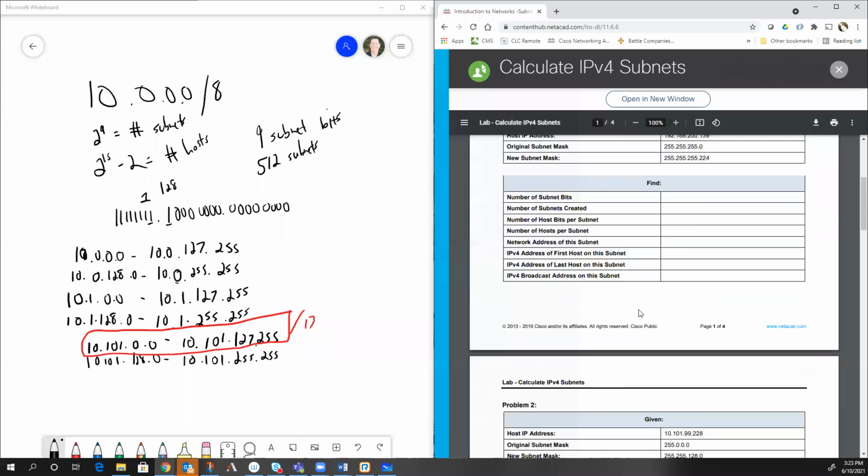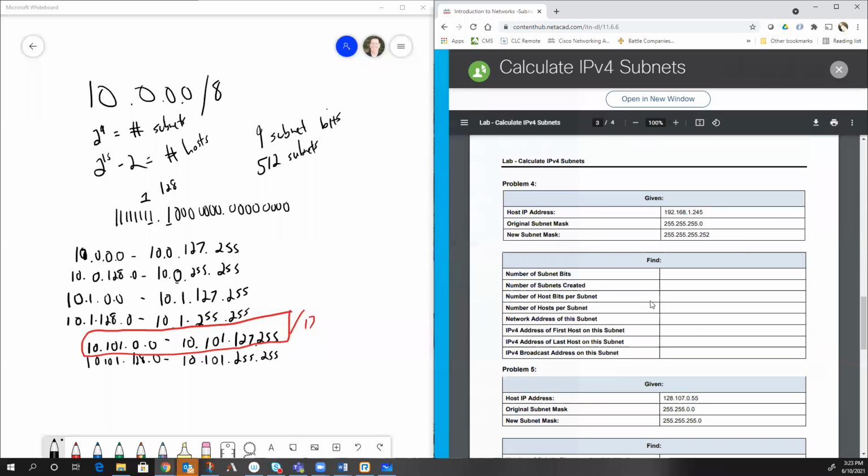Quick question. Let's just go through real quickly. I want to ask you this. How many bits are being borrowed right here in this problem 4? If I went from a 255.255.255.0 mask, which is a standard class C, to this 255.255.255.252, how many bits are being borrowed? So that would be my number of subnet bits. How many are there? 3.